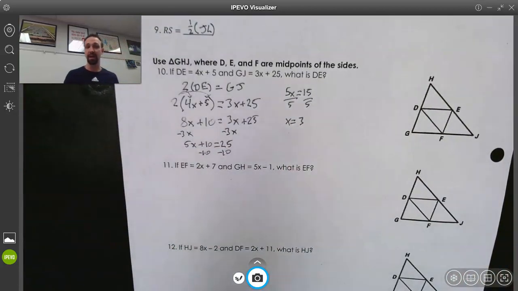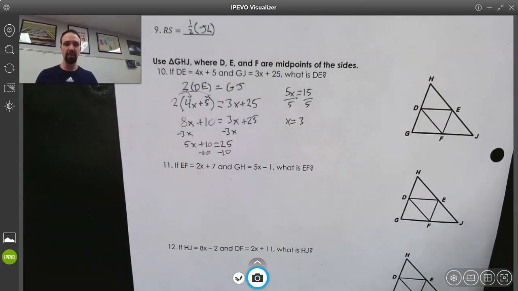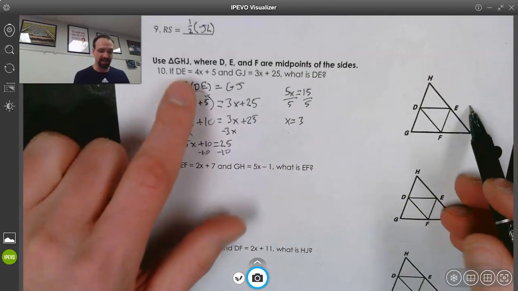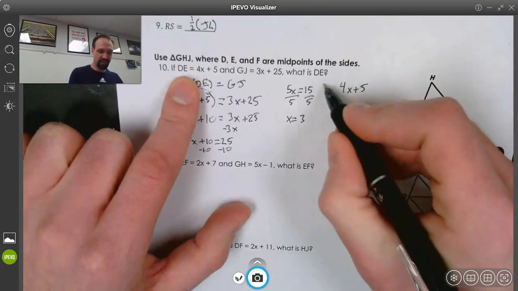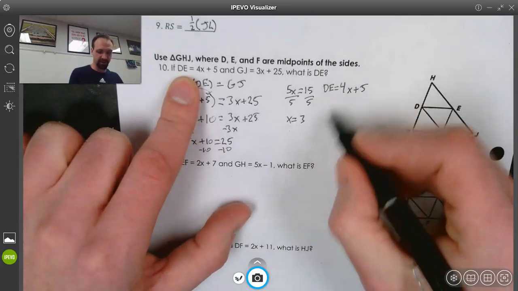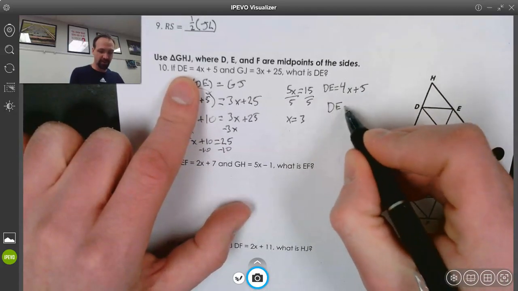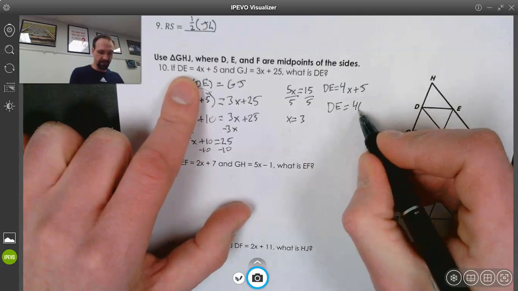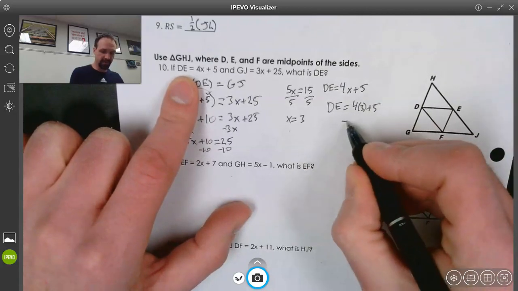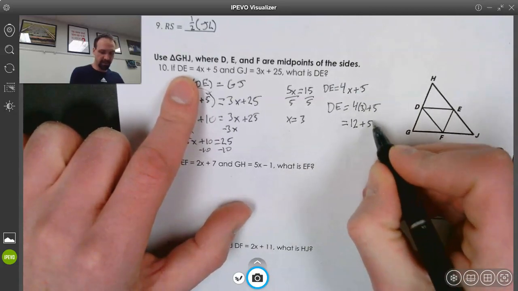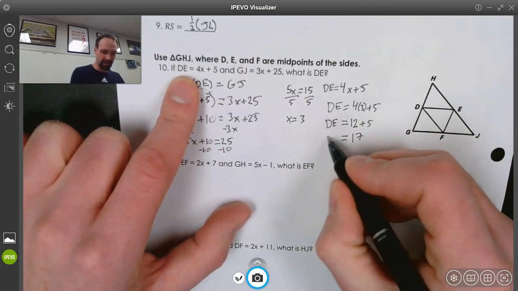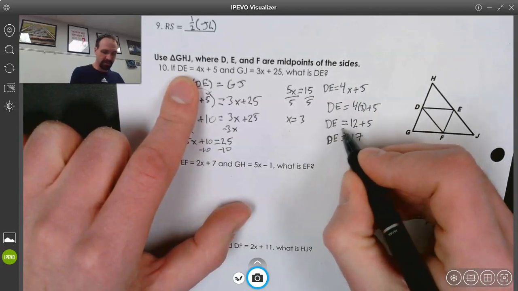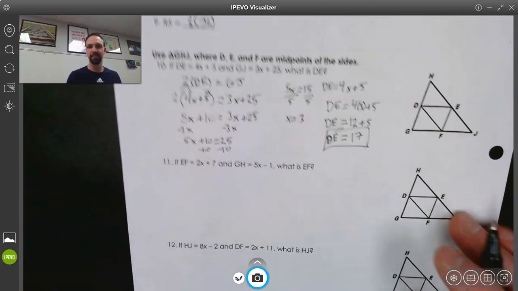A lot of students think they're done. Make sure you answer the question that it asked. It wanted to know what is the length of DE. Well, I know that DE is 4x plus 5. I know that x is 3, so now I can substitute in: 4 times 3 plus 5. That's going to be 12 plus 5. So I know that DE is 17. The length of DE is 17.